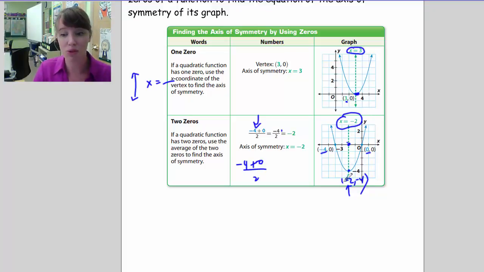Okay, so that's all the characteristics that we need to go over today. We talked about maximum and minimum values, we talked about roots, and we talked about axis of symmetry.